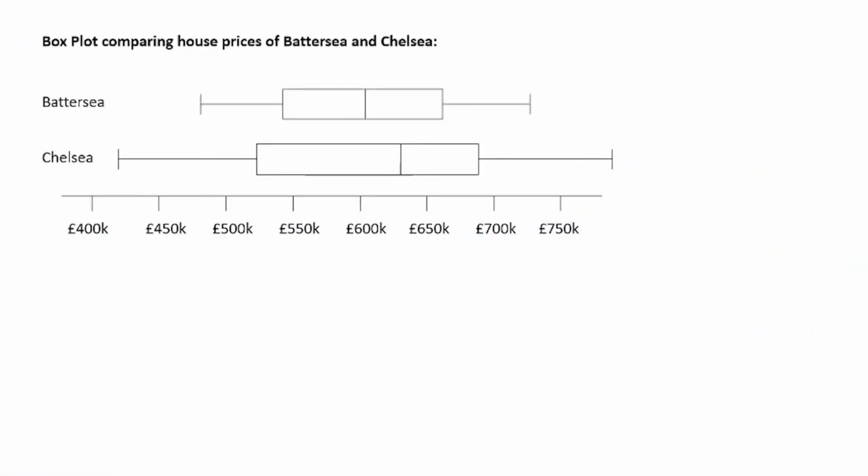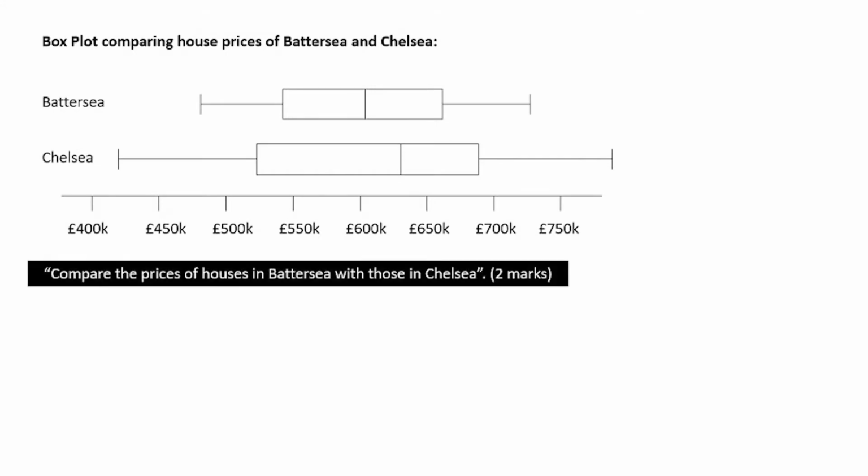Okay, so here we also want to cover how would we make comparisons between two box plots. Firstly, if there's two box plots, they should be plotted against the same number line. So we can actually and proportionally see how things are different to each other. So if we wanted to compare the prices of houses in Battersea with the houses in Chelsea, for a 2-mark question, there's 2 things that we definitely need to state.